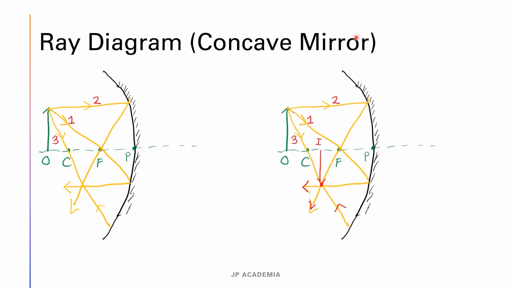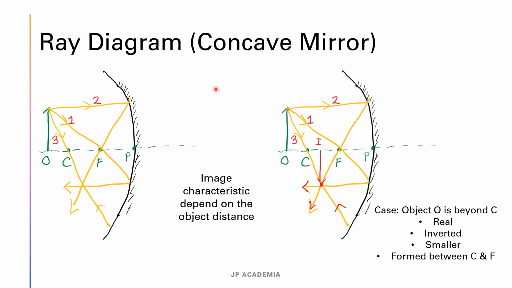Now, tracing back the reflected rays, the point of intersection is the position of your image. And for this case, note that for a concave mirror, image characteristic depends on the object distance. So it varies depending on your object distance. And for this case, wherein the object O is beyond C, we have the following. So the image formed is real, given that it is on the same side with your reflected rays. This is inverted, this is smaller, and this is formed between C and F.